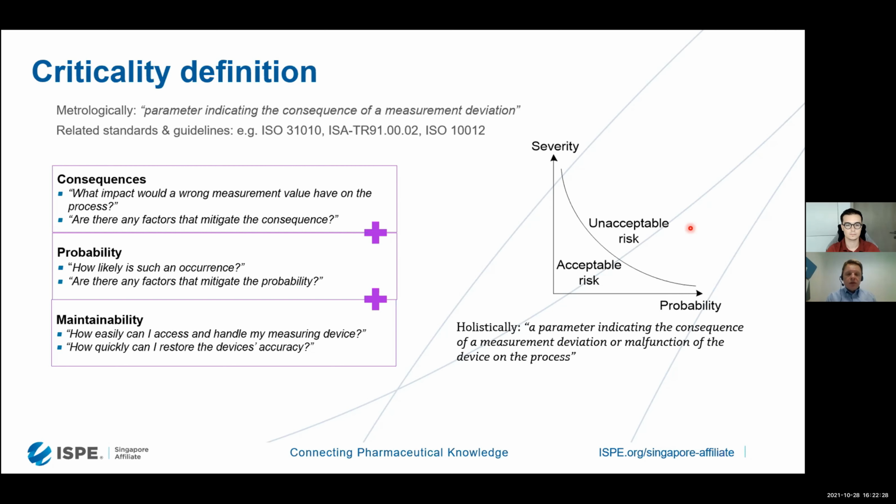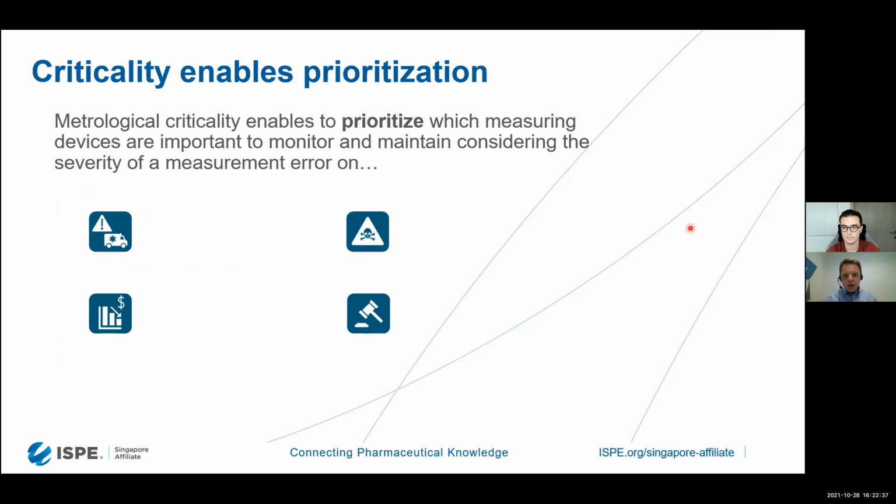We really need to talk and to see what is the production, what is the plant, how many instruments there are, what kind of instrumentation is there, and then select the criticality. Next slide, please. If criticality is assessed properly, then it would enable us to prioritize.